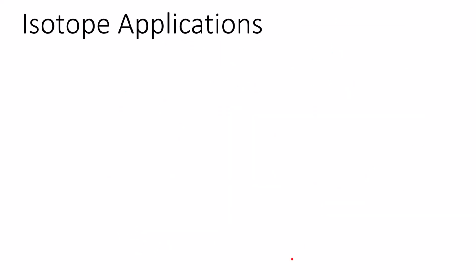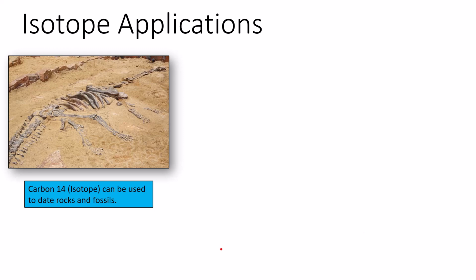So what are some of the applications of isotopes? Again, we just talked about carbon-14, which is an isotope of carbon, can be used to date rocks and fossils based on the rate of decay. If we look at these fossils and there is a certain percentage of the carbon-14 left, and we know roughly how much carbon-14 was there when the organism was alive, then we can do some math in order to determine how old the specimen is.